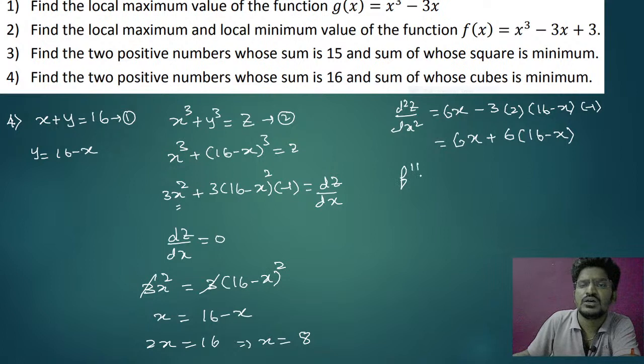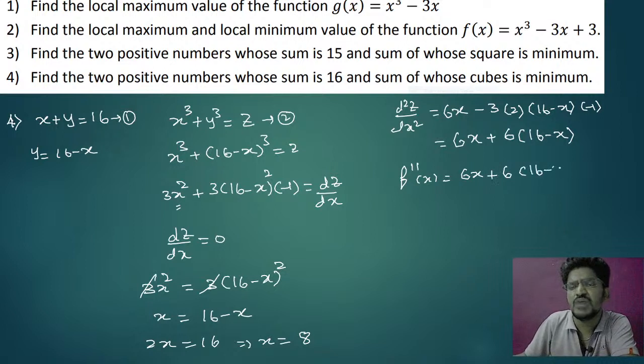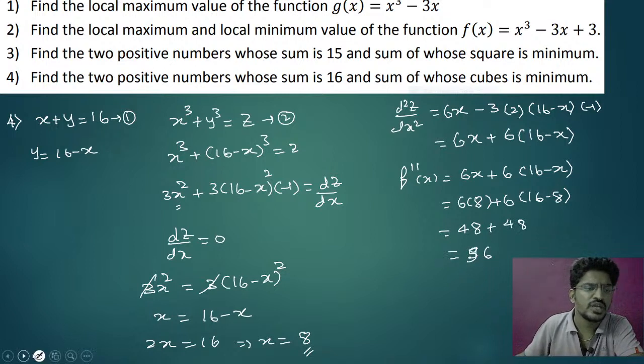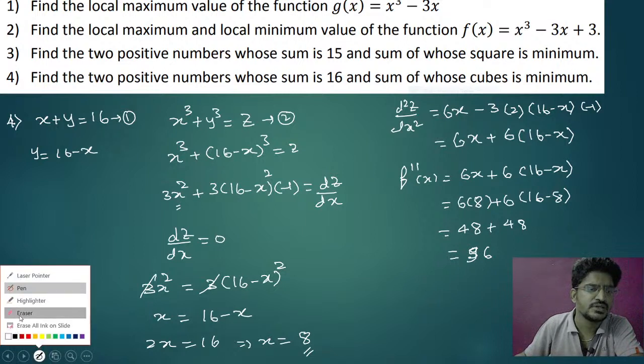That means f double dash of x is 6x plus 6 into (16 minus x). Now you got x is equal to 8, so you have to put it here and check the term. 6 into 8 plus 6 into (16 minus 8). You can see 6 into 8 is 48, plus here also you are going to get 48. 48 plus 48 is 96.